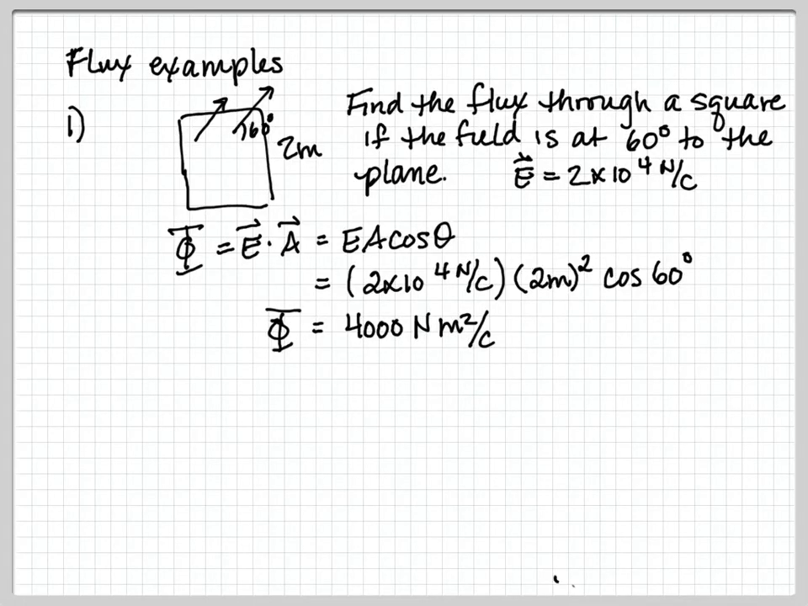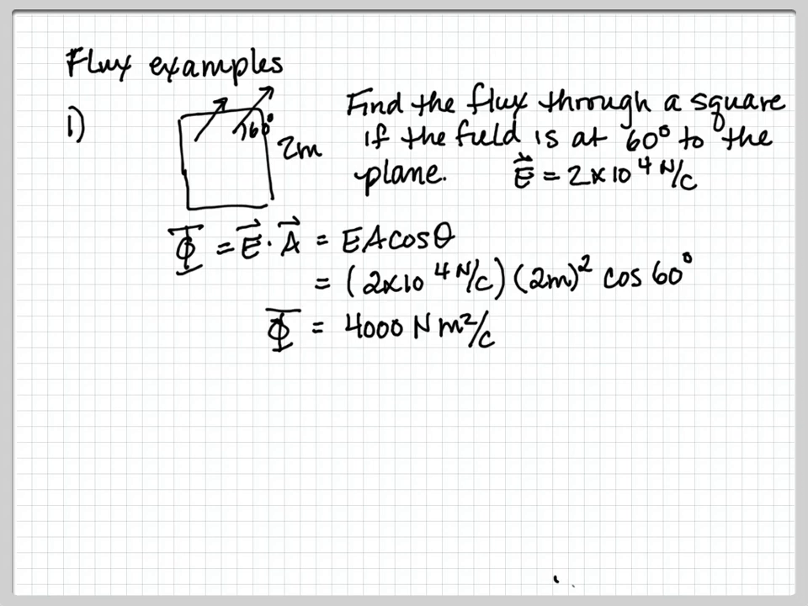Alright, for example 1 of finding the flux, we just have a square with a 2 meter side, and the field is going through the square at a 60-degree angle to the normal. So if we define the magnitude of the field as 2 times 10 to the 4th newtons per coulomb, and we want to find the flux, we know that flux is the dot product between the field and the area. The dot product simplifies down to EA cosine theta, and we just do a simple plug-in.